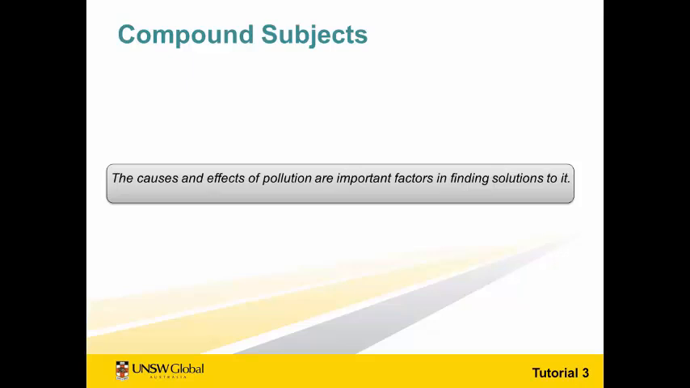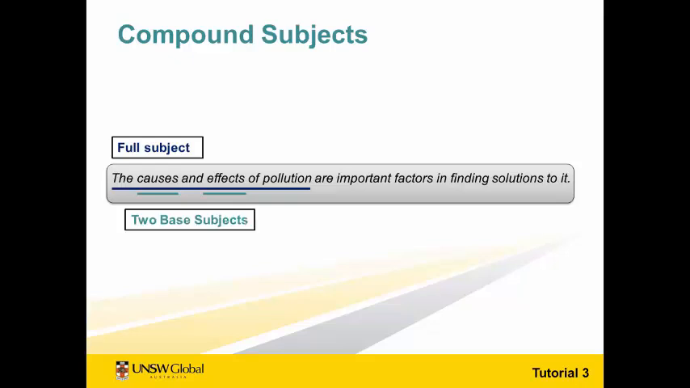Let's have a look at another example sentence. Again, can you identify the subject and verb? Well, this one is interesting. You can see our full subject, but in this case, our base subject is not just one, but two. And this is because they're joined by the word and. When you have two base subjects joined by the word and, we can call this a compound subject.